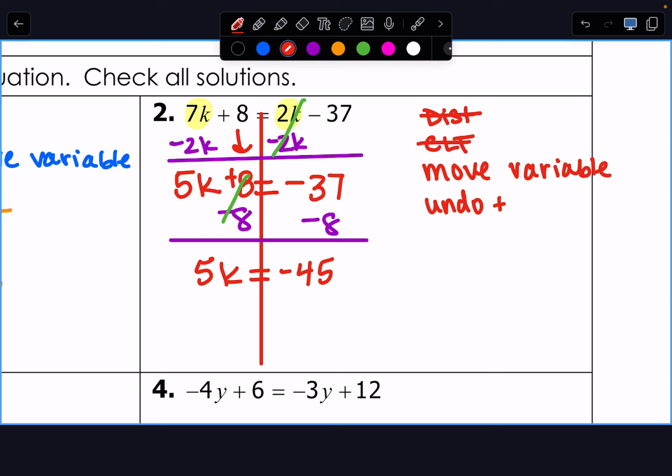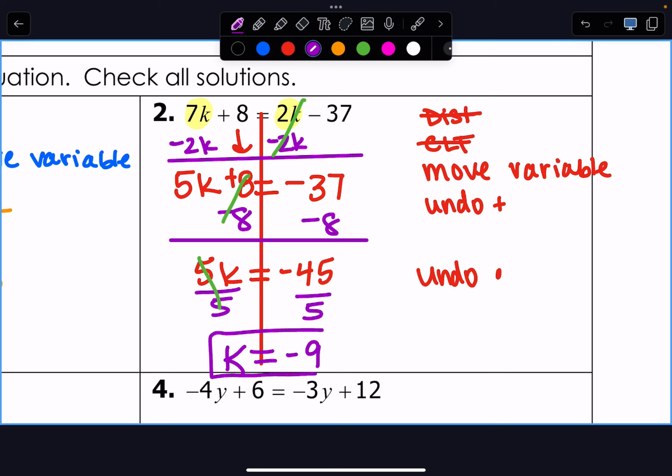Here's something else I'm noticing. Some of us are taking negative 37 minus 8, and we're not getting negative 45. Don't be afraid to use your calculator. It's okay to use your calculator. Now, what's our last step? We need to undo our multiplication by dividing by 5. And when we divide both sides by 5, we get k equals negative 9. Make sure we get that negative in there.